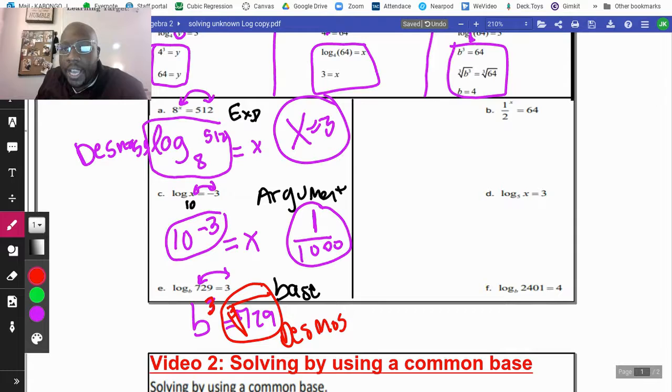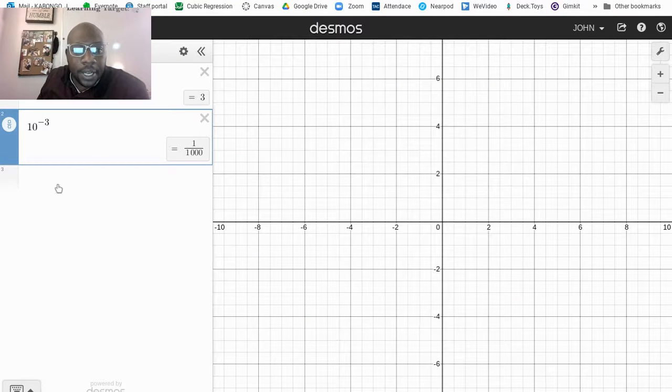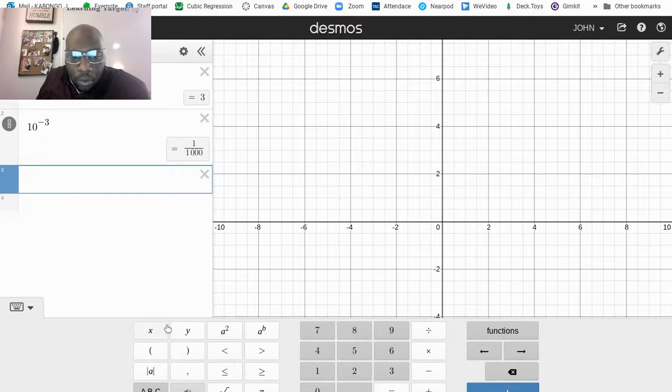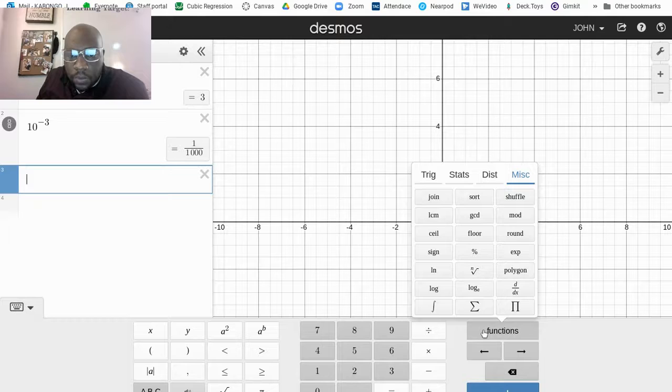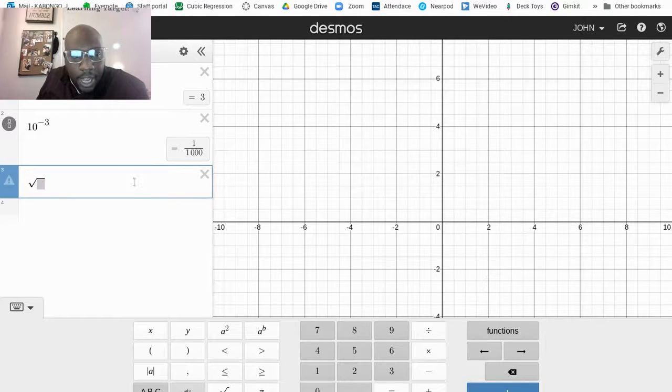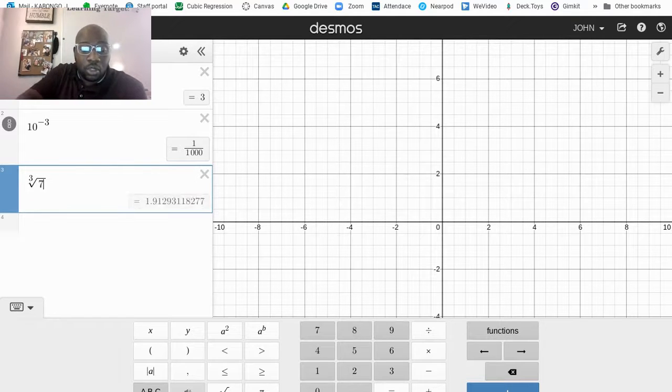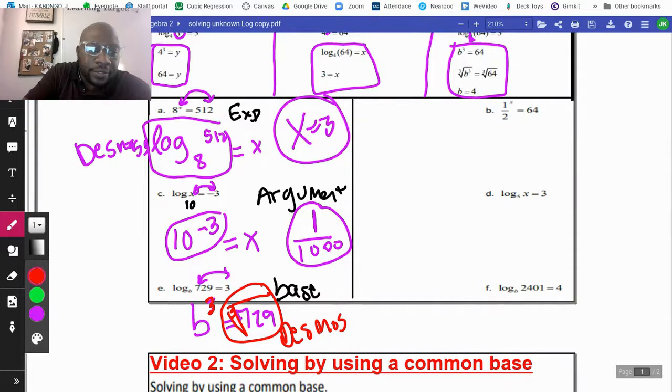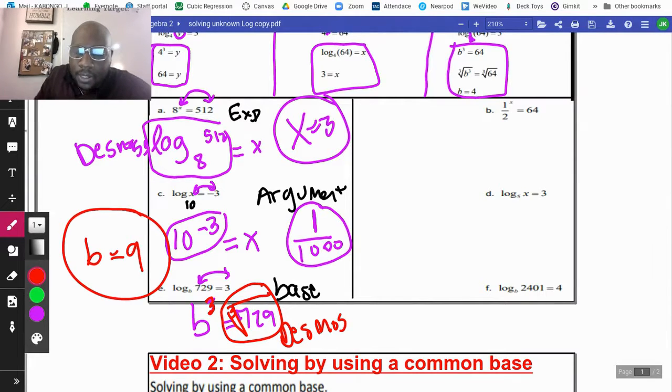All right, let's go to Desmos. Here we are. Let me click right there. Where do I get the root? You always go to function. I believe it is this one right here. See the n right there, to allow you to put the appropriate root number. Ours is 3, and then you type in 729. The answer is 9. B equals 9 in this case. You see that? This is basic stuff.